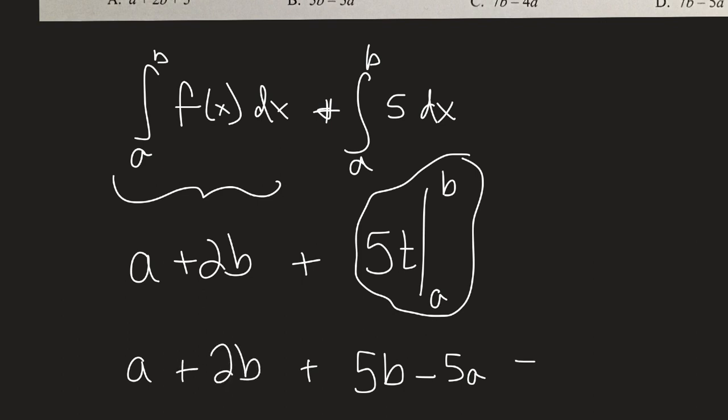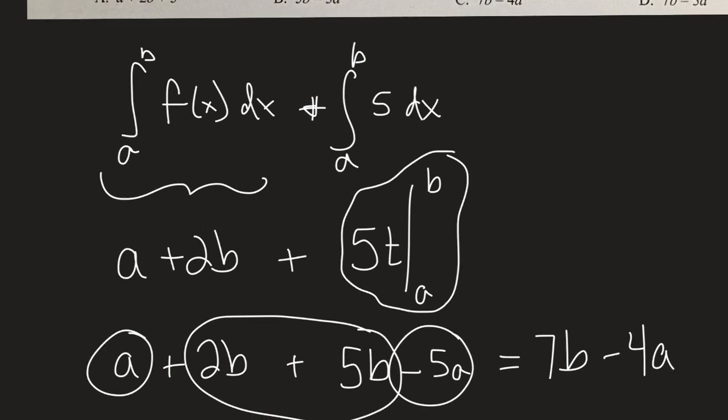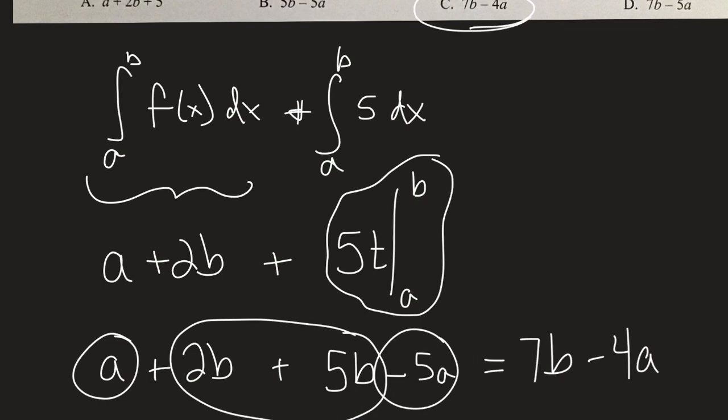So now it's just a matter of combining my like terms. I have a 2b and 5b, which is 7b, and I have a positive a and minus 5a, which is minus 4a. So 7b minus 4a gives me an answer of C. Okay, on to number 2.